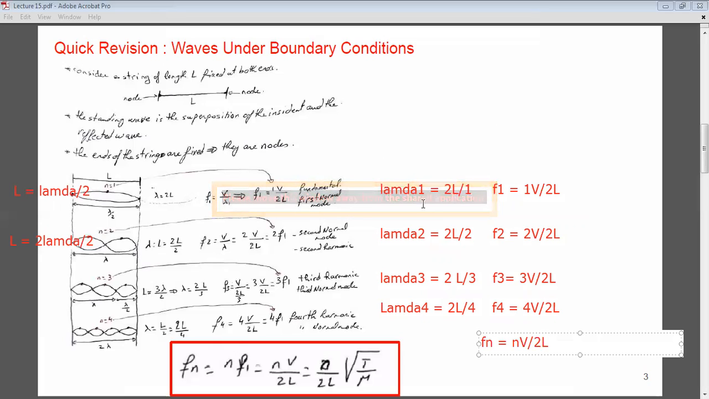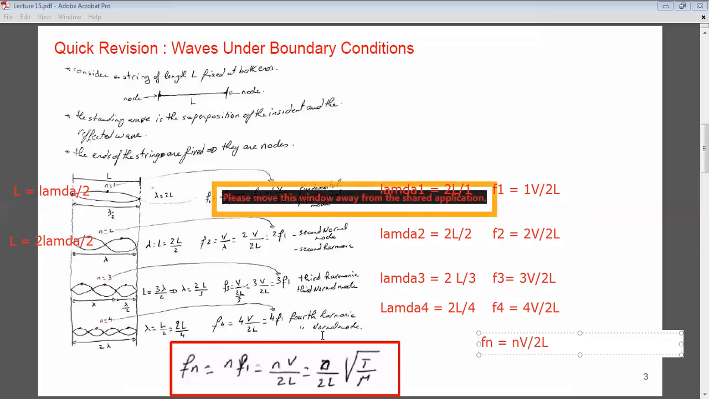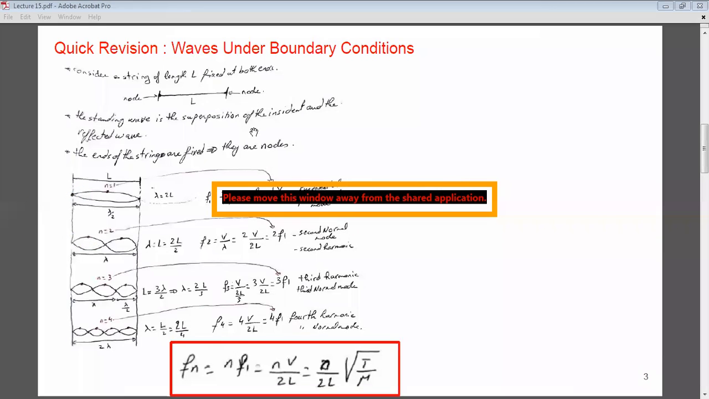And we gave these things names. F1 is the fundamental or first normal mode. F2 is the second normal mode or second harmonic. F3 is the third harmonic. F4 is the fourth harmonic, etc. And we find that F2 is 2F1, F3 is 3F1, F4 is 4F1. So if I know F1, I can know all the other Fs.